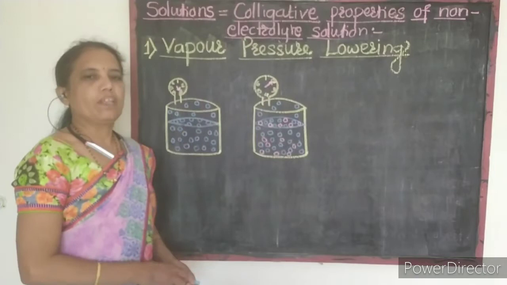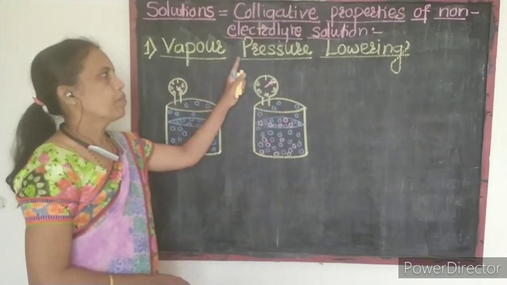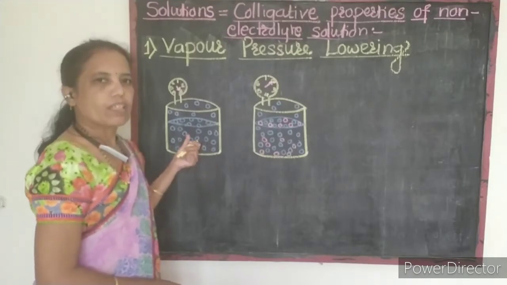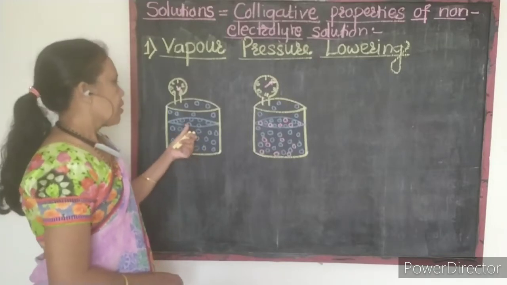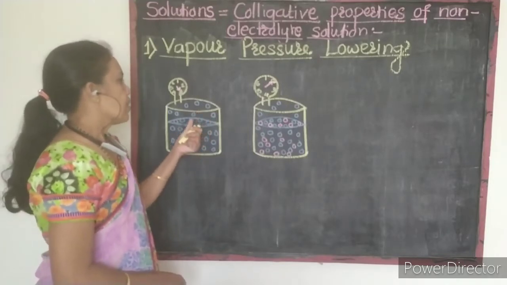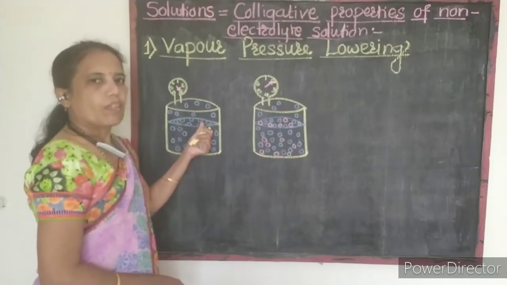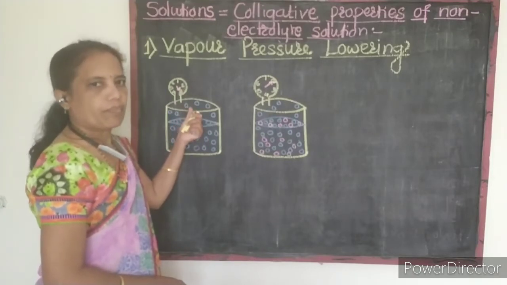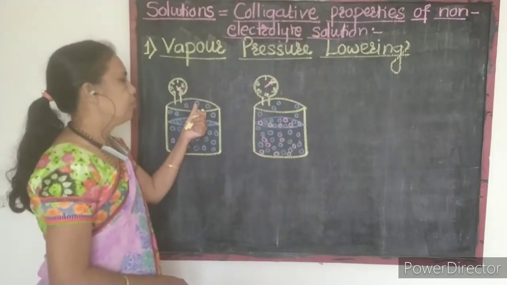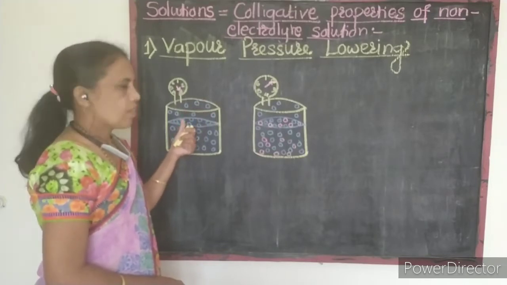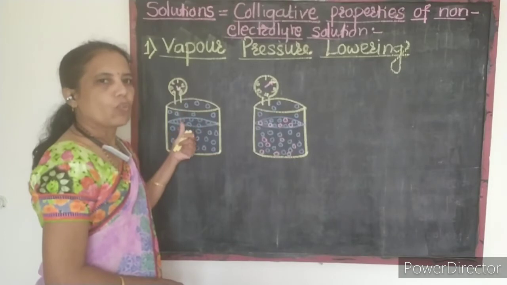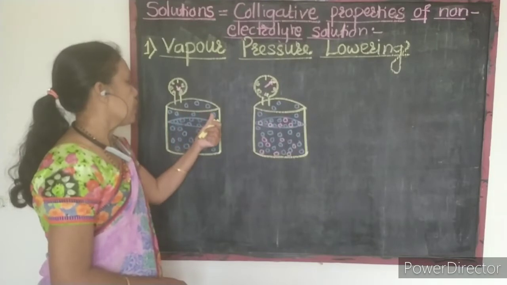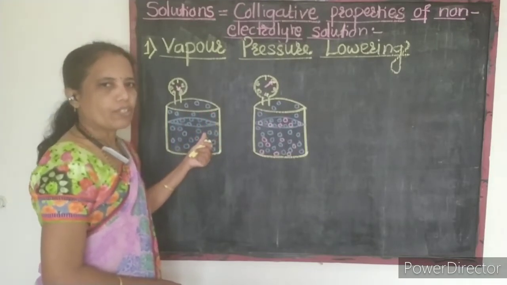Now the first colligative property, lowering in vapor pressure. First we see only vapor pressure for a liquid. Last year we studied it in detail. At the liquid surface there are some liquid molecules, but due to an increase in kinetic energy some are converted into vapor state, and again due to collision they come back to liquid state. Vaporization and condensation go on simultaneously. At equilibrium, the rate of vaporization becomes exactly equal to the rate of condensation.